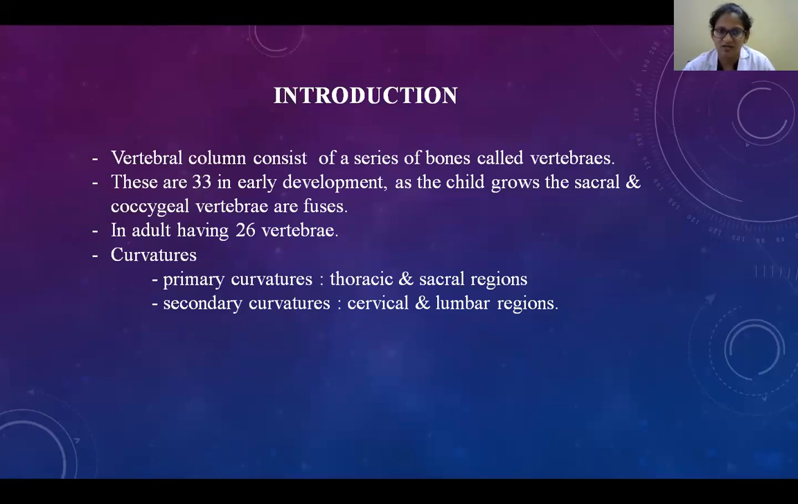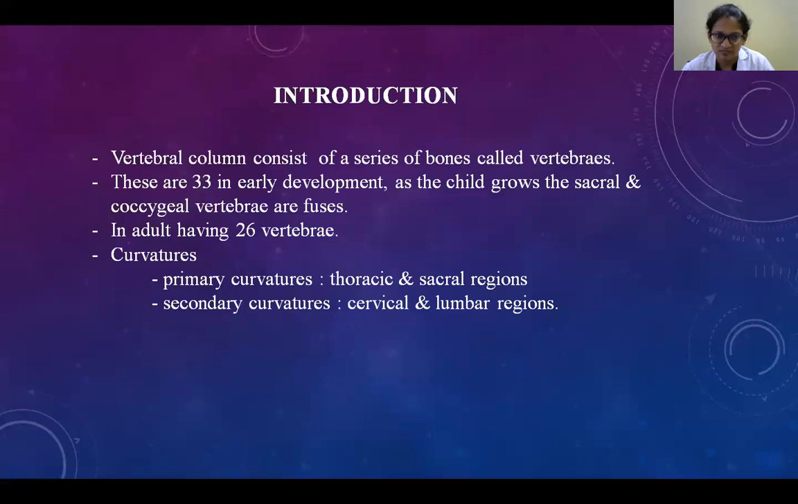Totally, in early development, these are 33 in number. As the child grows, the sacral and coccygeal vertebrae will be fused and form the vertebral column. In the adult, it consists of only 26 vertebrae because of the fusion of the sacral and coccygeal vertebrae. And next, its length in adult males is 71 centimeters, whereas in adult females it is 61 centimeters.